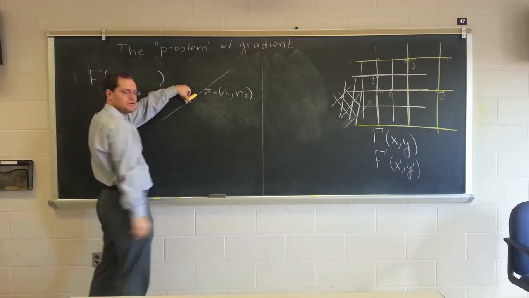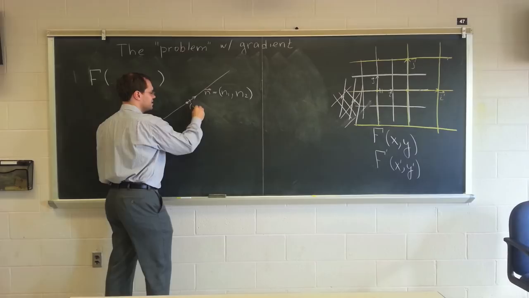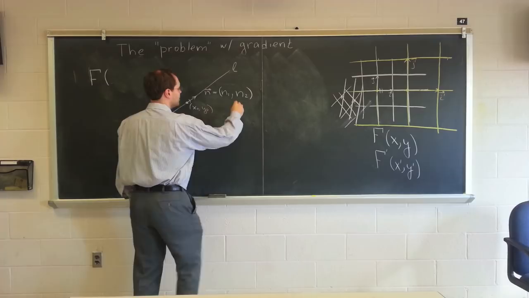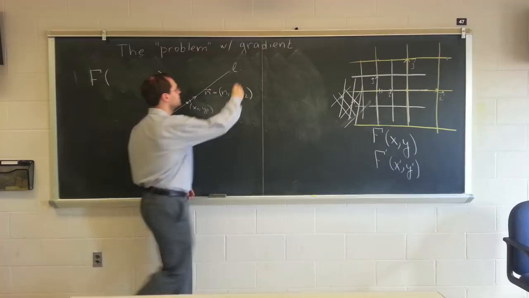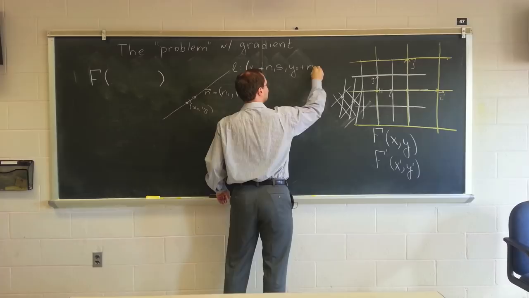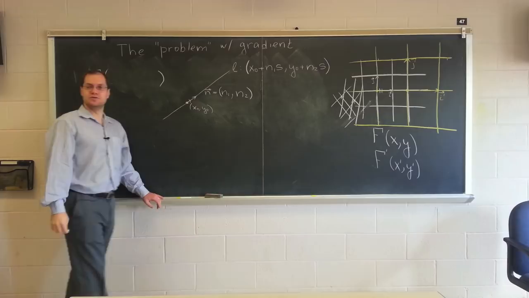So if this is the point x0, y0, then this line L has the following equation. L equals x0 plus n1 s, y0 plus n2 s. This works if n is the unit vector. That's the parametrization of this line.